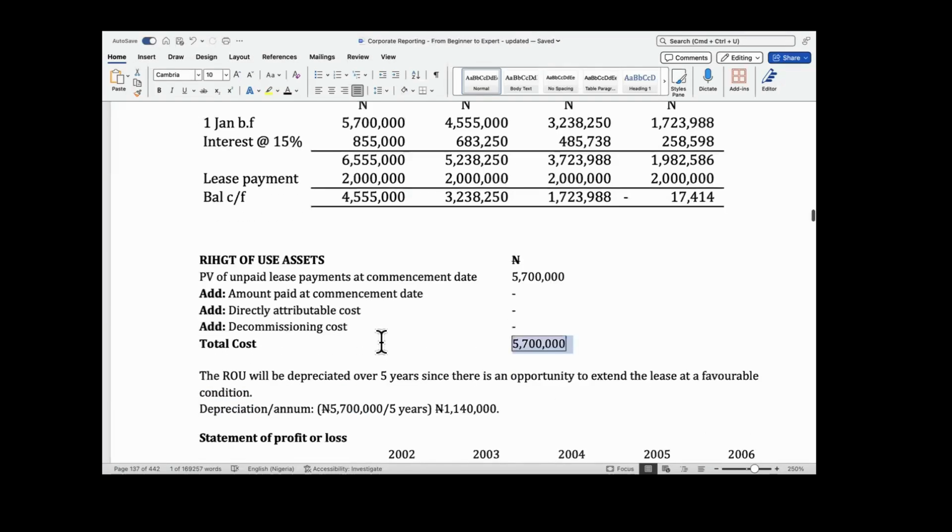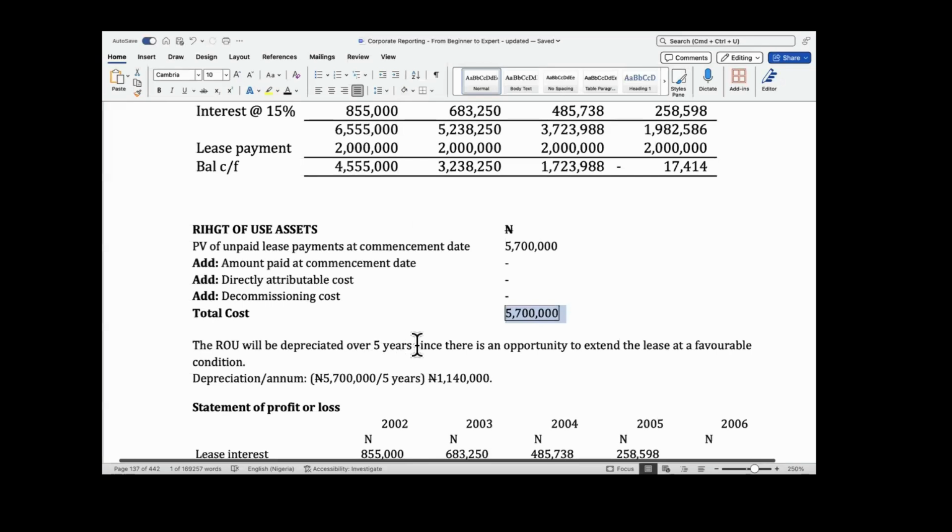So this right of use asset will be depreciated over the lease term, which is 5 years. And it's 5 years because we're told that the lessee can extend under favorable conditions. So every year, our depreciation per annum is the right of use asset cost divided by the lease term. That gives us 1,140,000 as the depreciation every year.